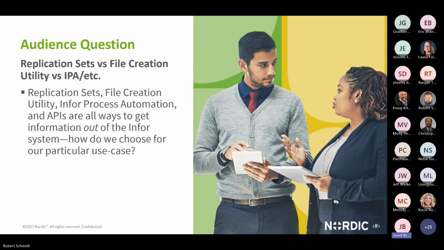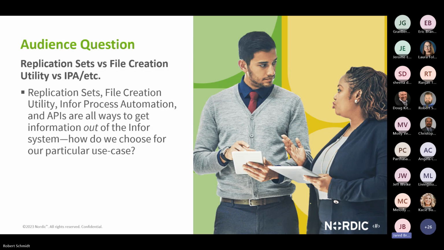And I try to think of them along a spectrum. On one side of the spectrum is the most data possible, and the other side of the spectrum is super, super granular. Along that spectrum, I see replication sets at that one end of the most data possible, and then something like APIs on the other end of the most granular. So let's talk a little bit about why.